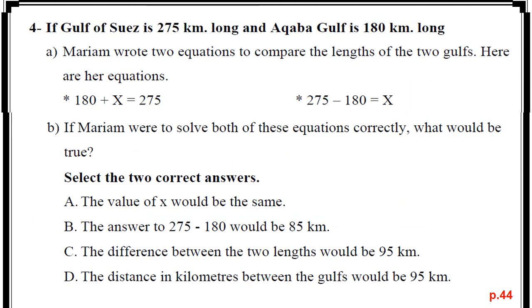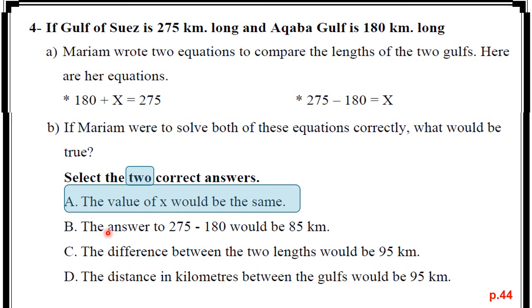And now in letter B, if Maryam were to solve both these equations correctly, what would be true? Select two correct answers. Letter A, the value of x will be the same. Here, when we make 180 plus x, the answer will be 95. And also the same if we make 275 minus 180 will be x. So can it be changed? No, because 180 and 275 will not change. So it will be the same value. So letter A is right.